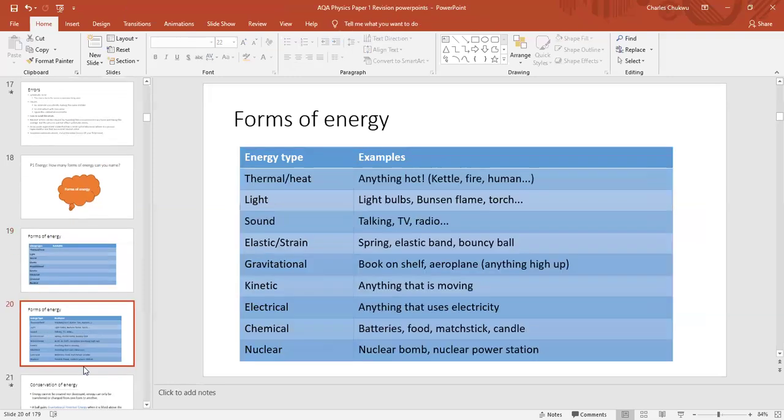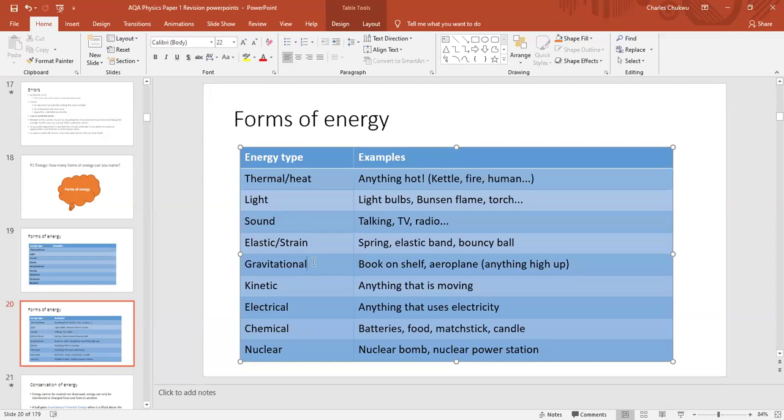All right, so these are examples of where you can find those energies: happening in a spring, elastic band, bouncy ball. That's where you can find elastic energy. Gravitational energy, see the applications. Book on the shelf, aeroplane, anything high up automatically has gravitational energy.